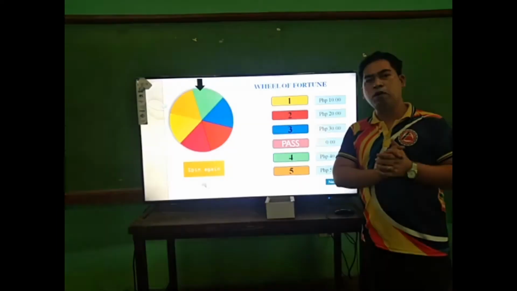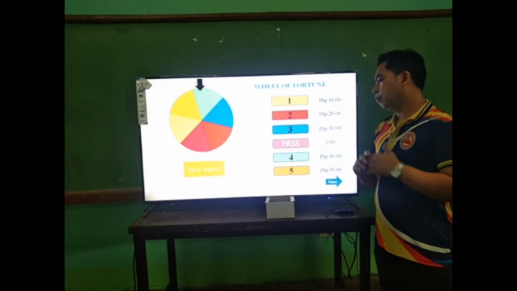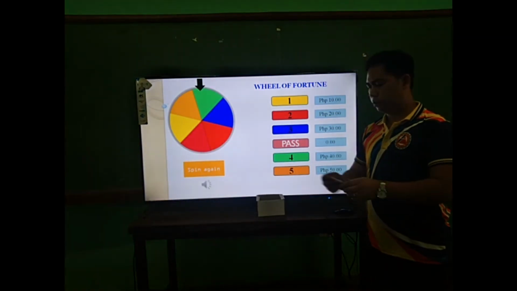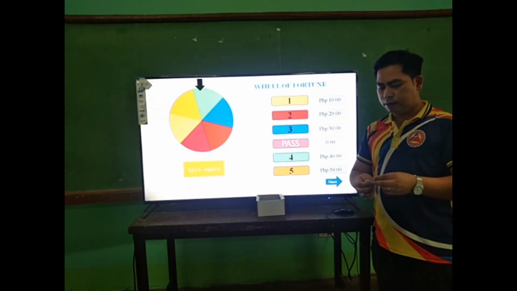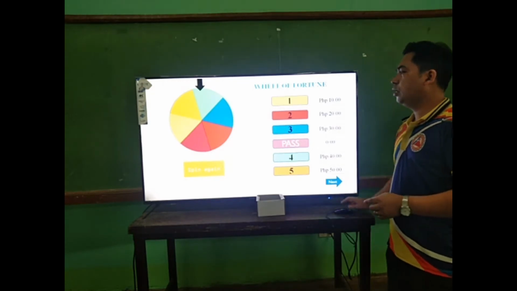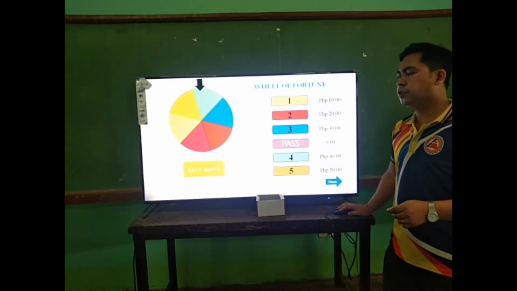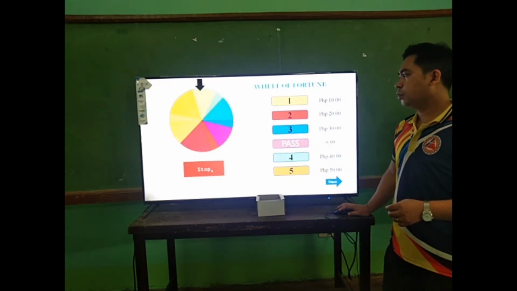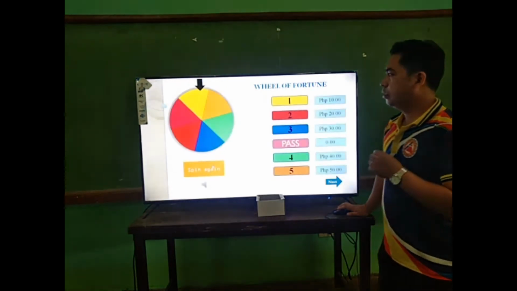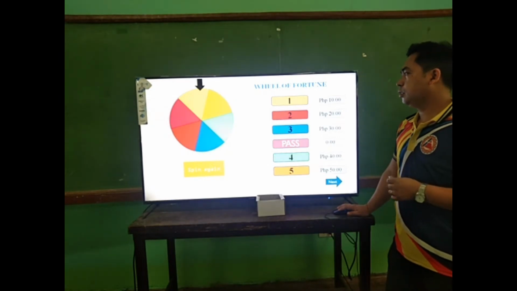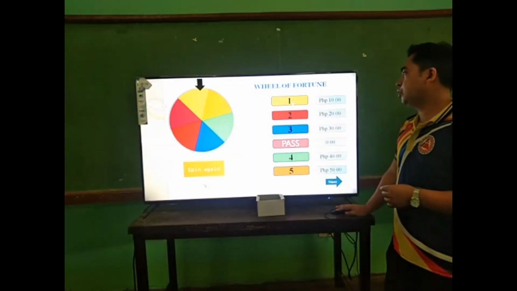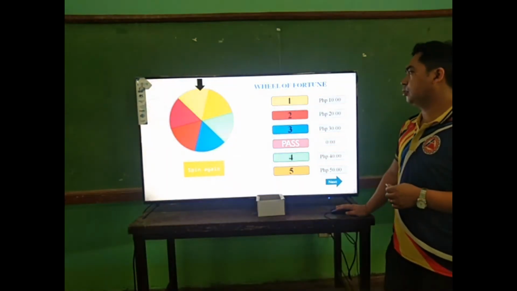Okay, so I am now going to draw a name from the box. The first student to spin the wheel and answer a question is Janela. Okay, Janela, let us now spin the wheel. Okay, stop. The color that the selector coincided with is yellow. So, you will be answering the first question with a corresponding prize of 10 pesos.